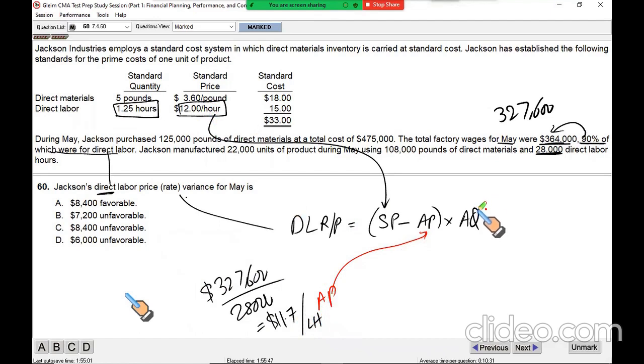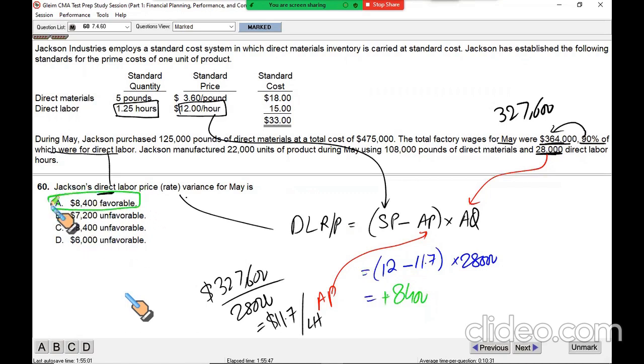What is the actual quantity of hours we used from laborers? 28,000. You have everything you need. Standard price we pay to our worker is $12. Actual price we paid was 11.7 as per the information given, and actual quantity of hours worked was 28,000. If you know the formula and how to extract the information from the question, it's not a big deal. You will multiply by 28,000, and it gives you $8,400, and that is plus, which means it's a favorable variance, and that's going to be A.